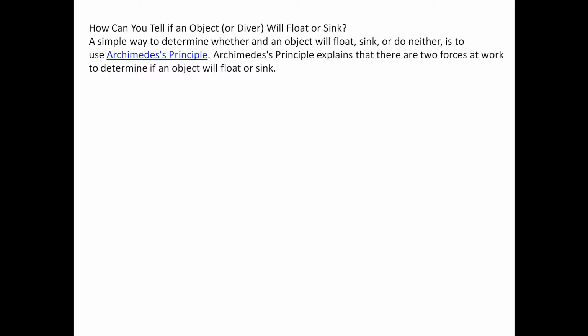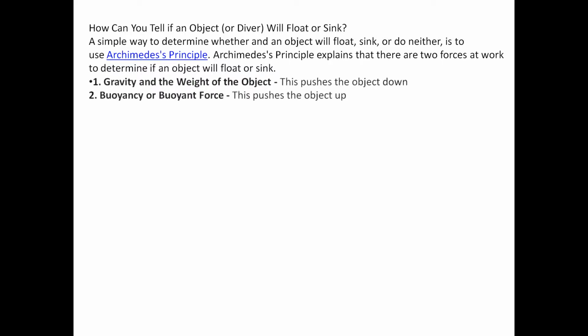How can you tell if an object will float or sink? A simple way to determine whether an object will float, sink, or do neither is to use the Archimedes principle, which explains that there are two forces at work to determine if an object will float or sink. Which are the two factors? Number one, gravity and the weight of the object, which pushes the object down. Number two, buoyancy or buoyant force, which pushes the object up.